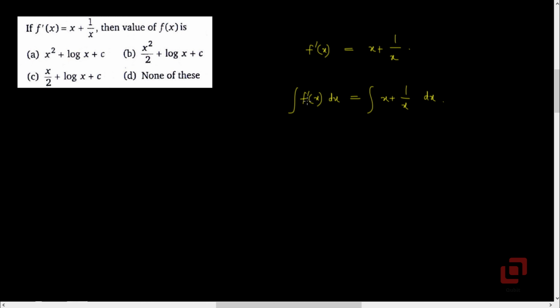If we first differentiate f and then integrate its derivative, eventually we will get back the original function, equal to integral of x is x squared by 2, integral of 1 upon x is log of x, plus the constant of integration or the arbitrary constant c. So f of x is x squared by 2 plus log of x plus c. That is option B. Next question.